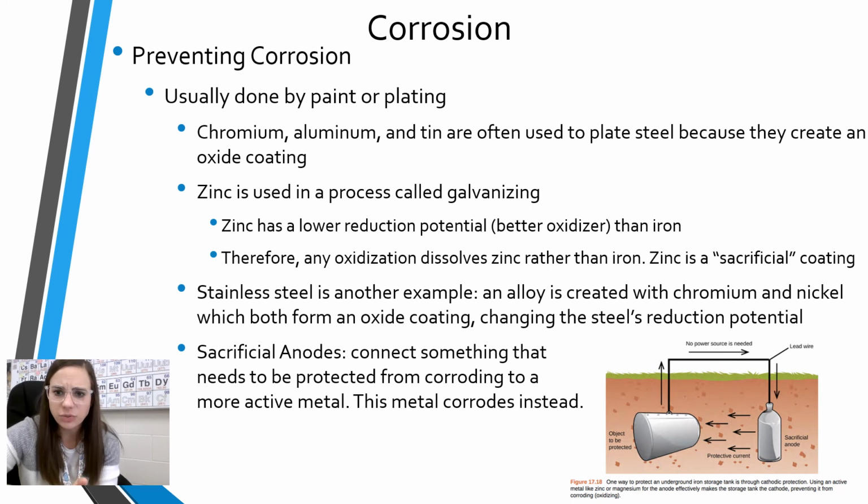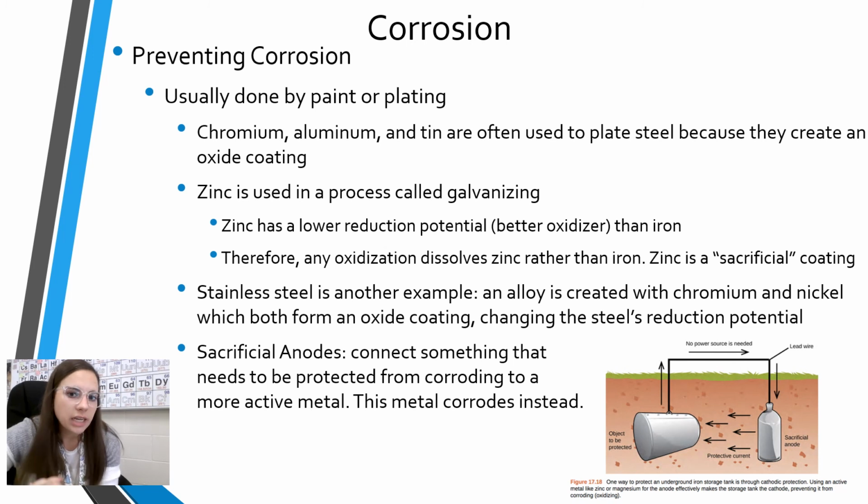Zinc is often used with a process called galvanizing. So when something is coated in zinc, it's called galvanizing. So you may have heard of galvanized steel before. Zinc has the lowest reduction potential compared to a lot of our other metals, and so it kind of serves as a sacrifice. So it'll get corroded, but the inner layer of whatever that metal is will not.